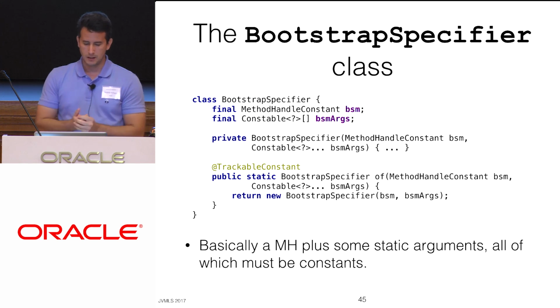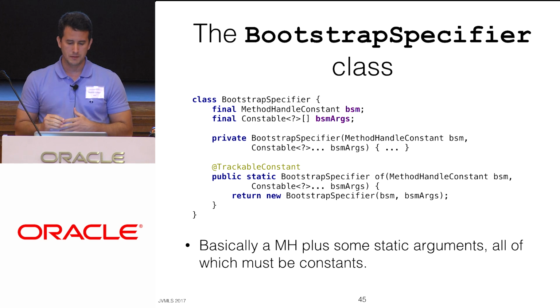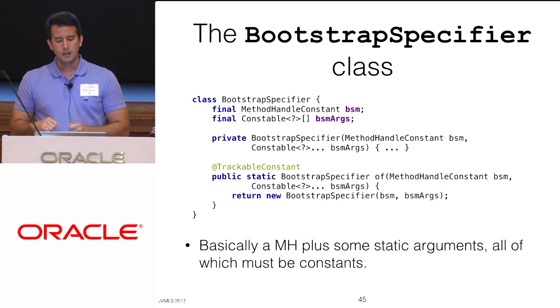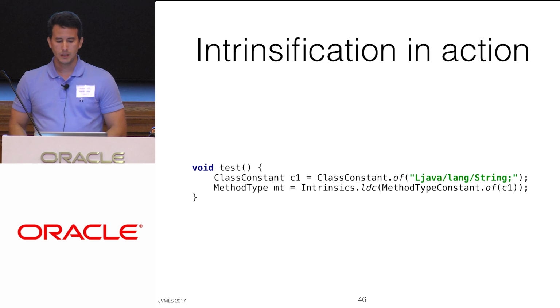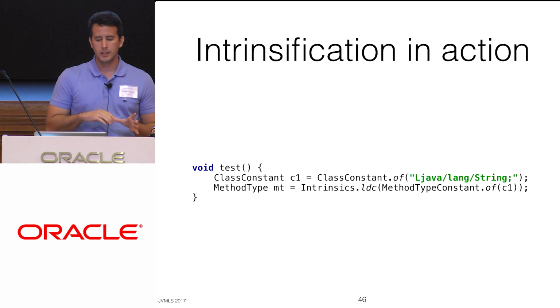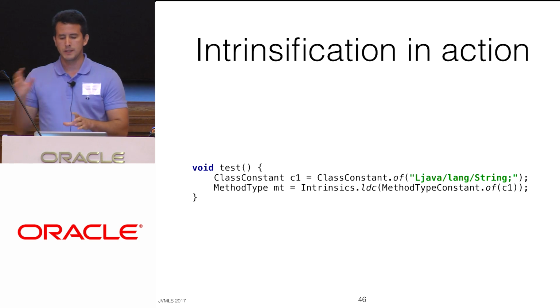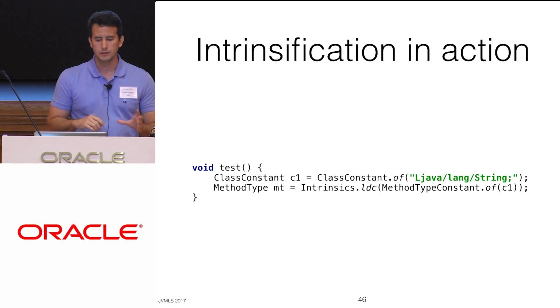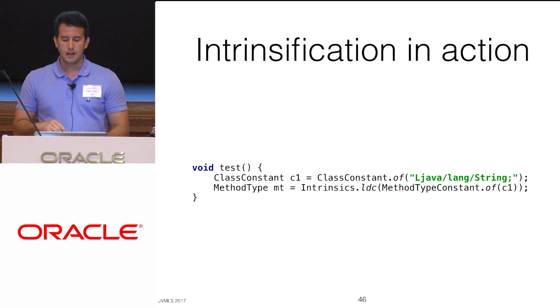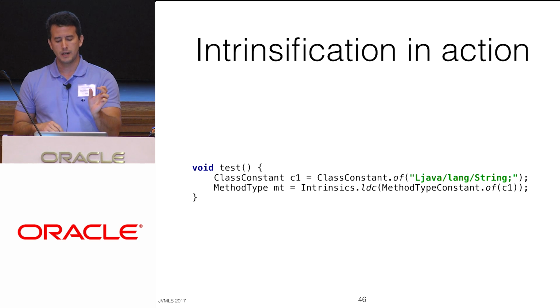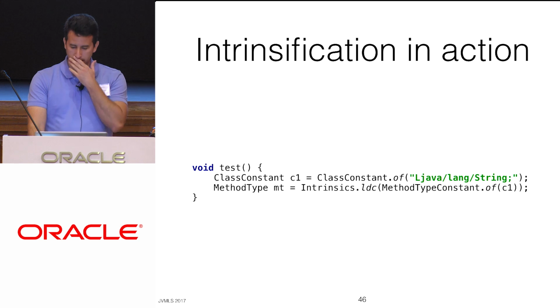So this is a quick definition of the Bootstrap specifier class. It's simple. It's just a method handle with some static arguments that have to be constant, as mentioned. So we're going again to an example we have seen before in the presentation. Here we have a class constant, and we are explicitly calling the LDC method in the intrinsics class.